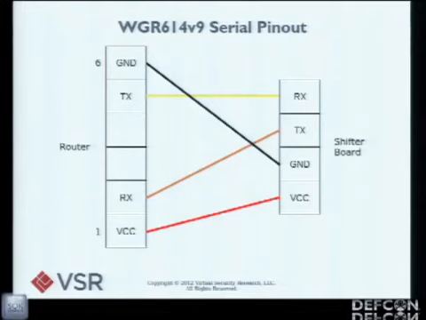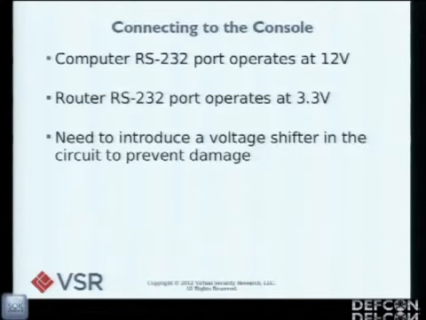So basically this would be the serial pinout for the WGR614B9. We have the 4 pins, and we're going to connect ground to ground, VCC to VCC, but we're going to cross TX and RX because we want the transmitting side to go to the receiving side and the receiving side to go to the transmitting side. And basically, this very simple circuit of crossing TX and RX is what constitutes a null modem.